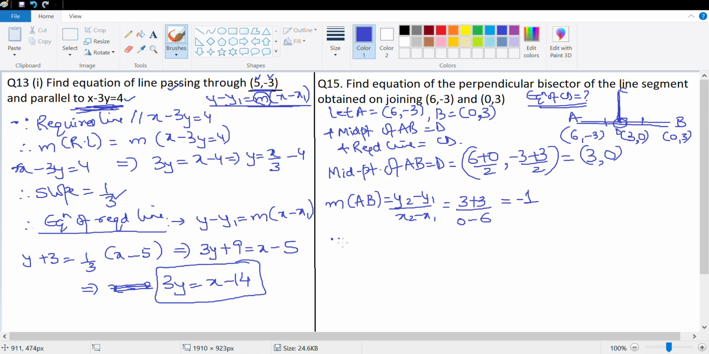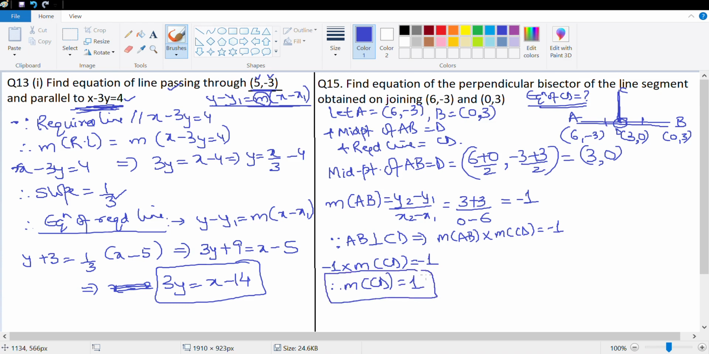which is equal to negative 1. So since AB is perpendicular to CD, the slope of AB multiplied with the slope of CD will be equal to negative 1. We know the slope of AB already, which means negative 1 multiplied with the slope of CD is equal to negative 1. Therefore, the slope of CD is equal to 1. So first we figured out the slope of AB, then we figured out the slope of the required line, in this case CD. Now we know the slope of this line is m is equal to 1 and it is passing through 3 0.